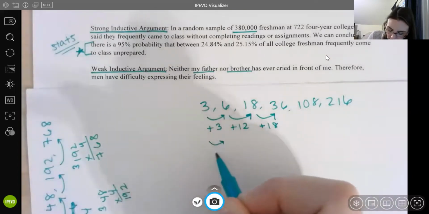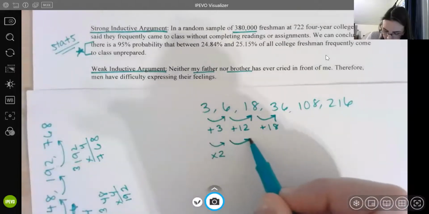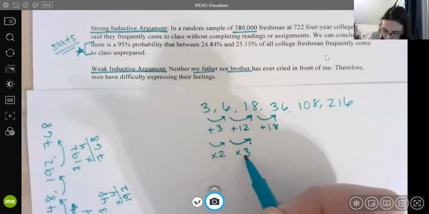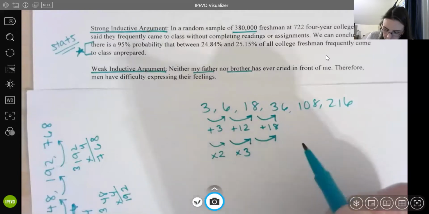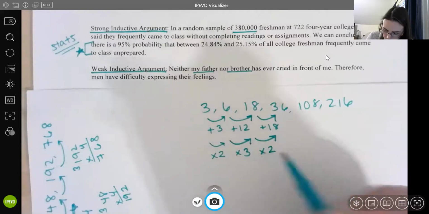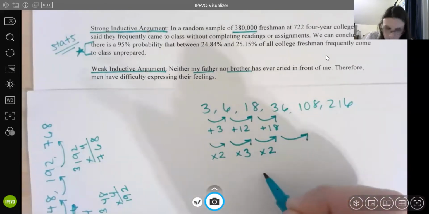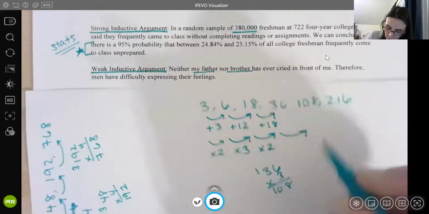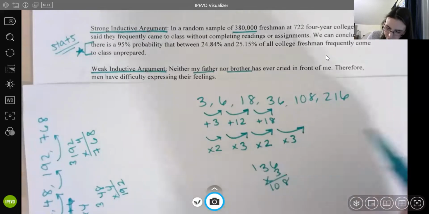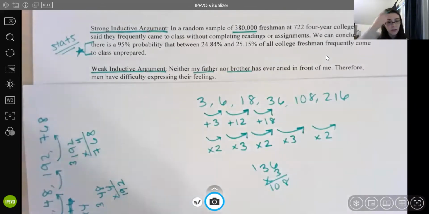3 to 6 is times 2. 6 to 18 is times 3. 18 to 36, that's times 2. 36 to 108, so let's see, 36 times 3 is 108. 108 to 216 is times 2. So actually, this is a tough pattern as well.